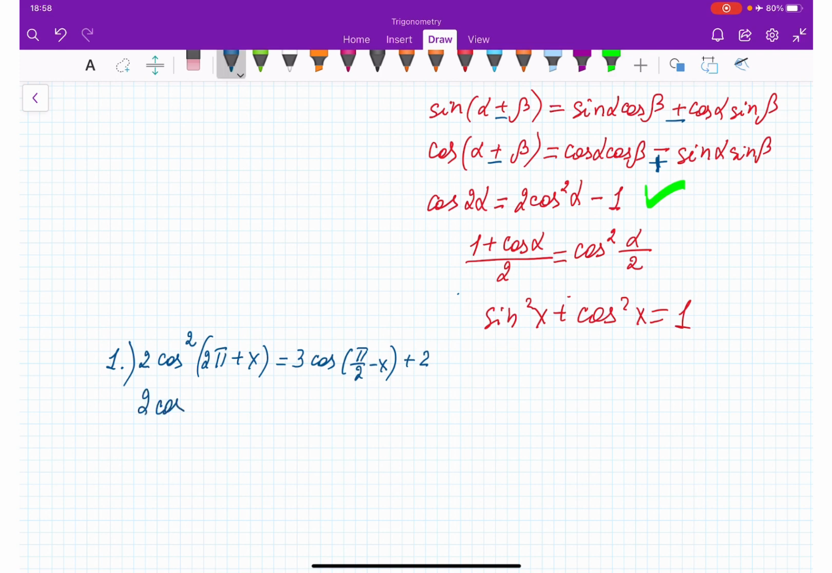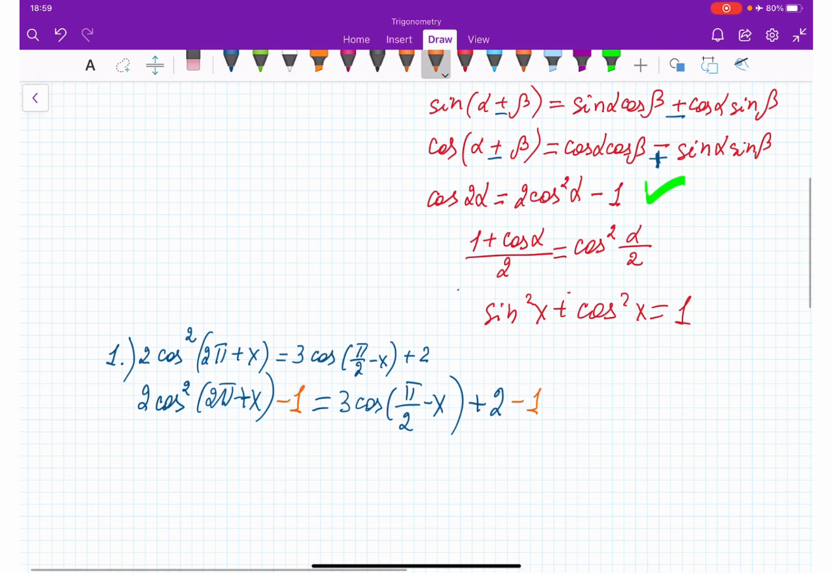2 cosine squared (2π + x) minus 1 equals 3 cosine (½π − x) plus 2 and also minus 1. Remember, whatever change we make to one side of the equation, we have to make exactly the same change to the other side of the equation. And what do we get if I apply that formula?